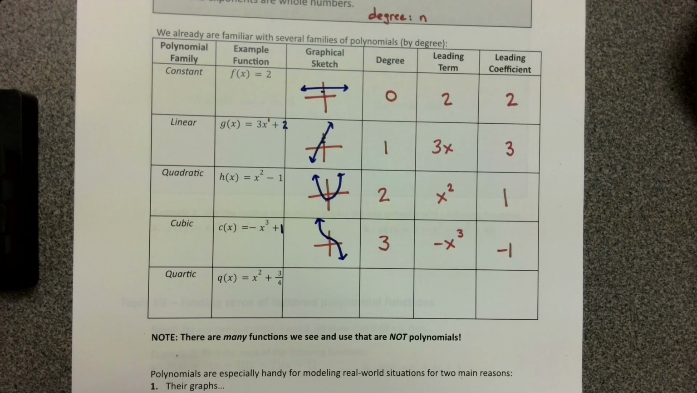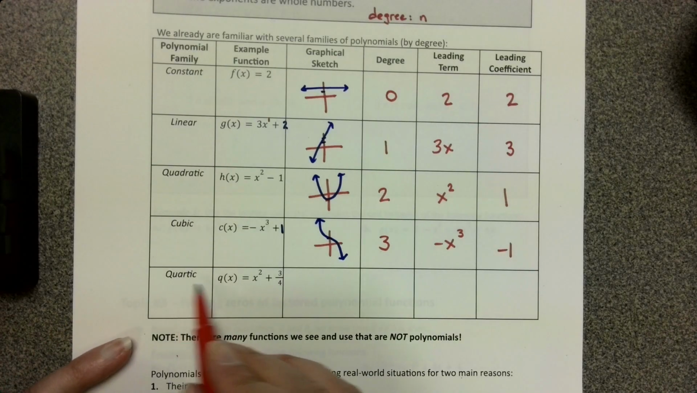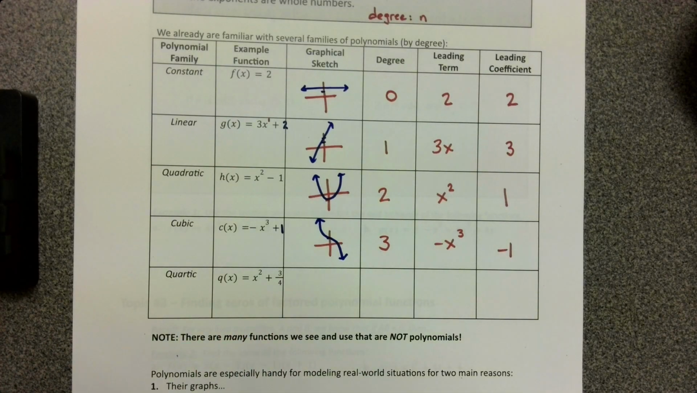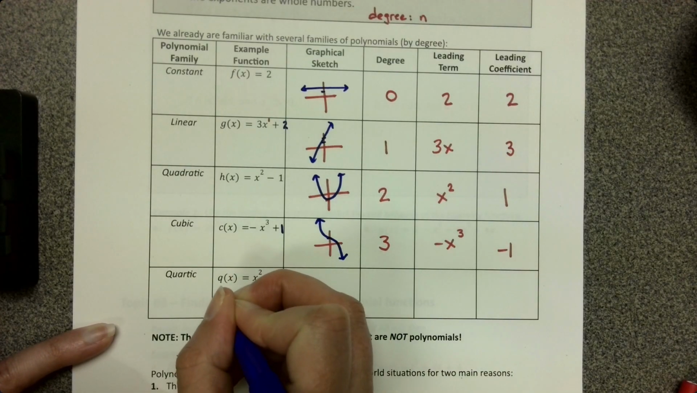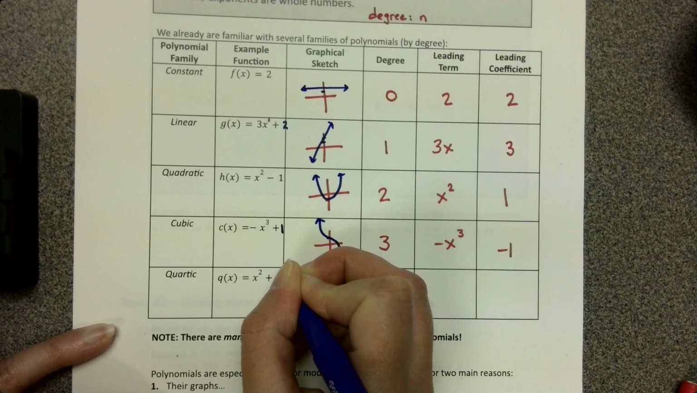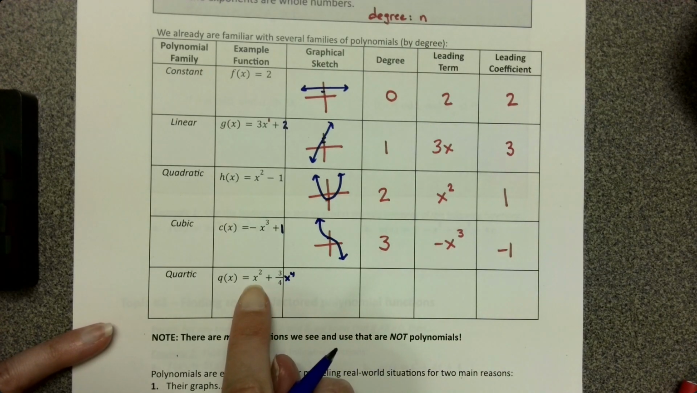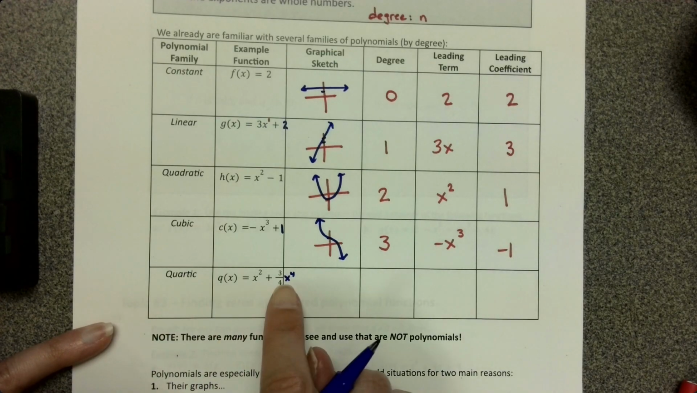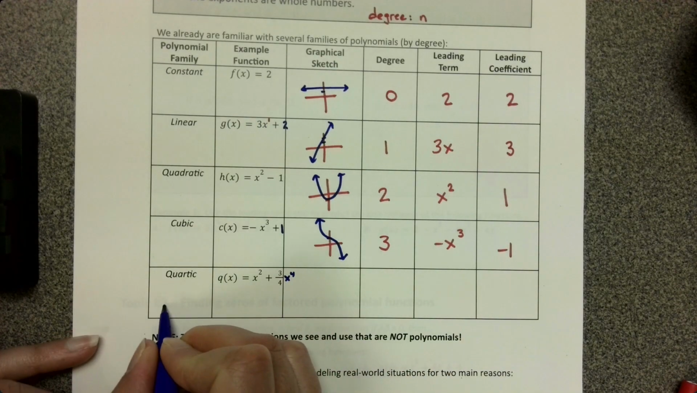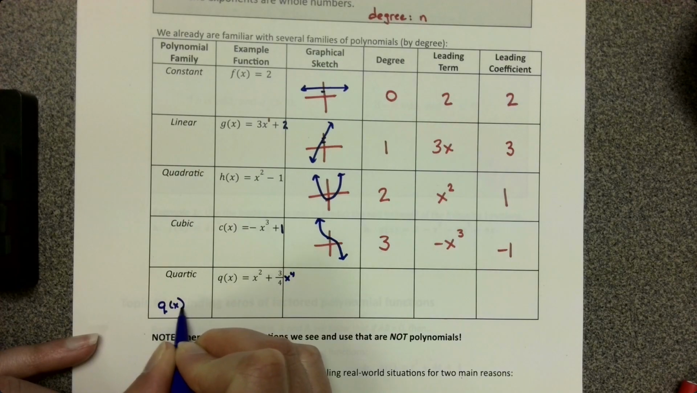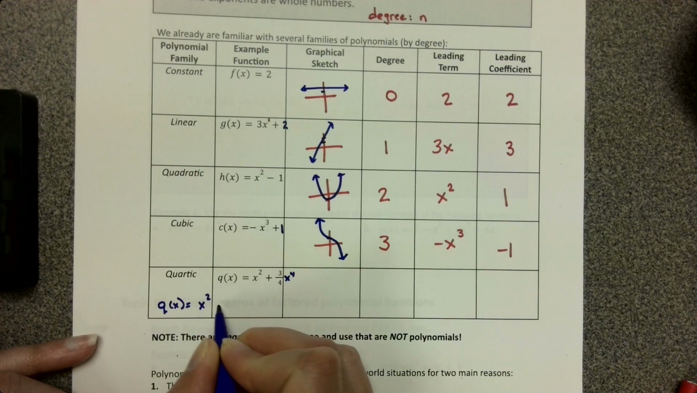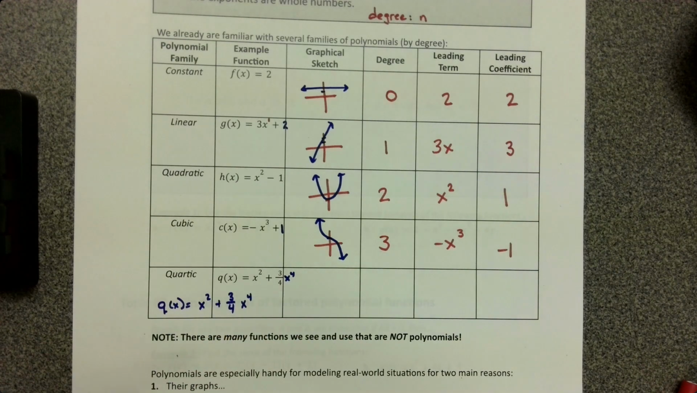Last, we've got ourselves a quartic. Now, this function, again, was trimmed off by accident, so I'm going to rewrite the function below. I'm going to assume this was supposed to have an x to the 4th at the end of it, because if it's just x squared to begin with, it's not quartic, it's quadratic, so we're missing that term. So we're going to assume that this function, q of x, was meant to be x squared plus 3/4 x to the 4th power. We'll make ourselves a graphical sketch.